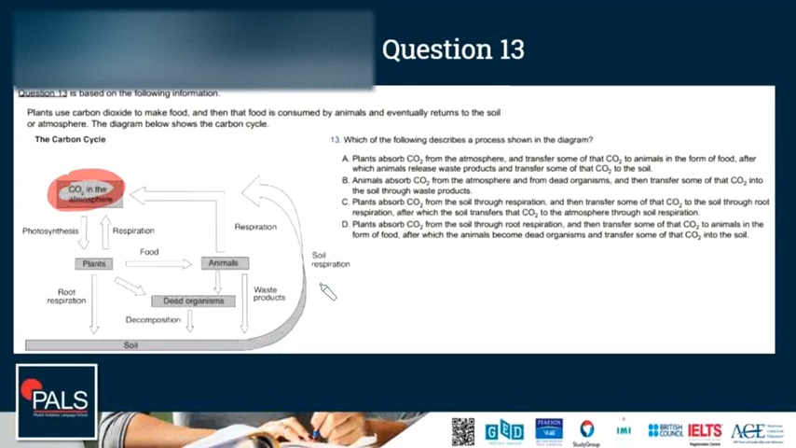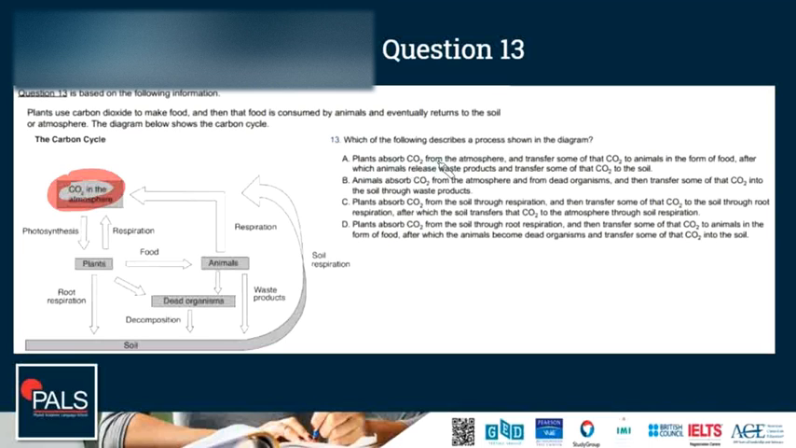Decomposers decompose them, so they respire and carbon dioxide goes back into the atmosphere as well. Animals that ate plants as food eventually produce waste products or die. Again, they will be broken down by decomposers, carbon dioxide goes back into the atmosphere, or animals themselves do respiration and break the food down, releasing carbon dioxide as a waste product, which goes into the atmosphere. So let's have a look at the question. Which of the following describes a process shown in the diagram?